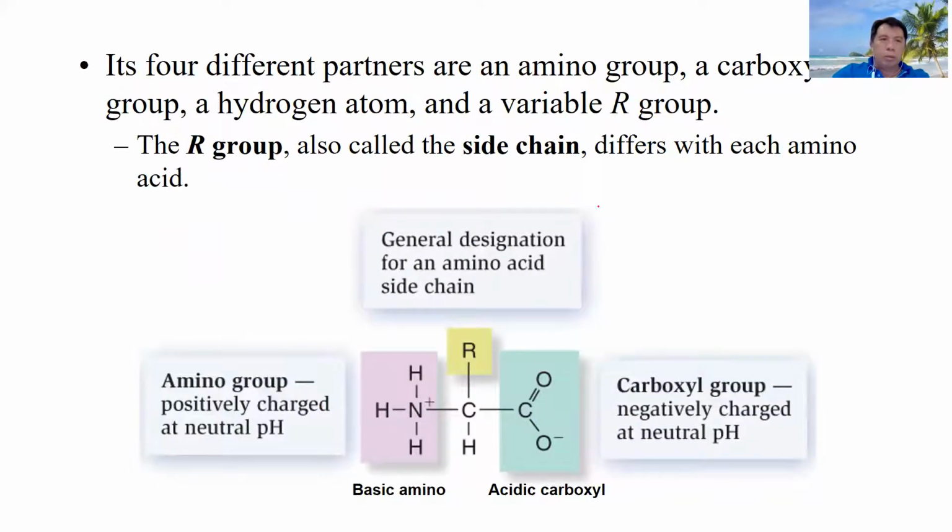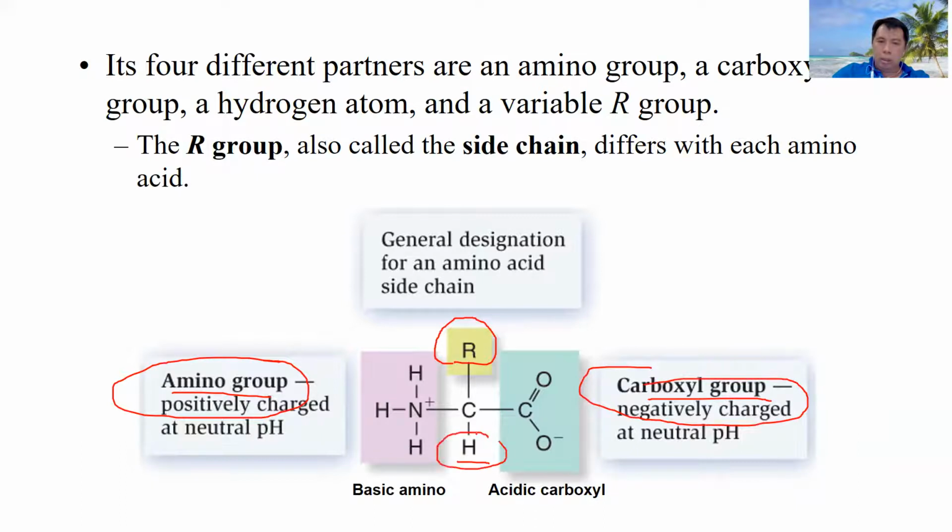So these four different partners of an amino acid are the amino group, the carboxyl group, a hydrogen atom, and a variable R group, or the side chain we call it. So all amino acids have the common groups, which are the amino group, carboxyl group, and a hydrogen atom. The only difference is that the R group or the side chain will be different.